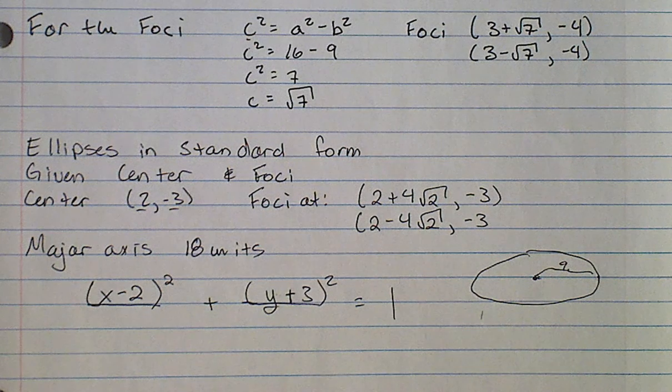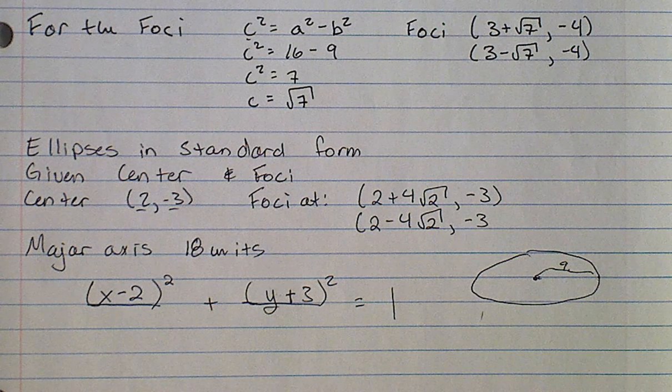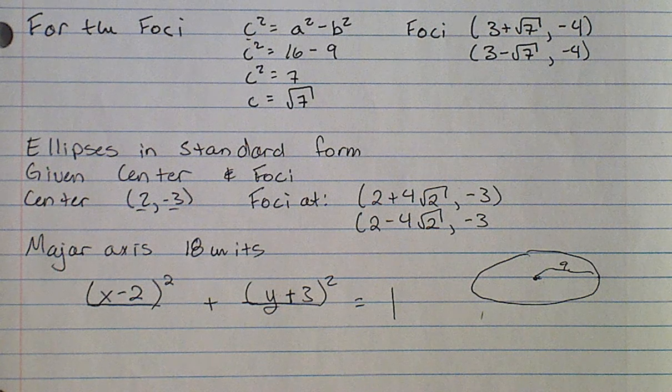Does everybody know how I got that, the center? Or is that a mystery? Magic? All right. So if the major axis is 18 units, what is a equal to? 9. a squared is 81, yeah. And a is 9. So the way that I've drawn it, you have to decide if the 81 should go under x or under y, because you have to decide if it's horizontal or if it's vertical.